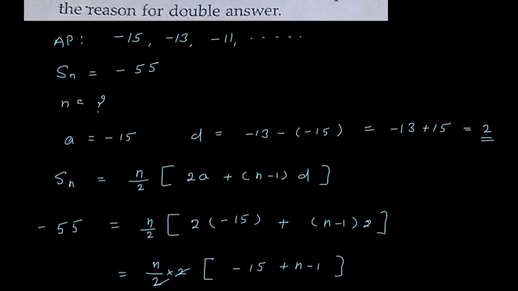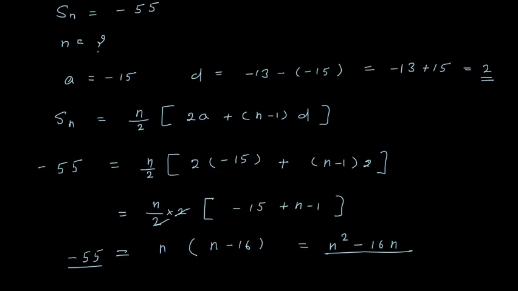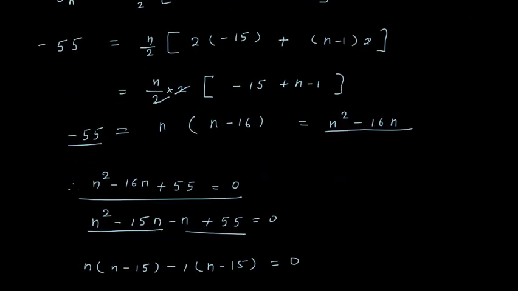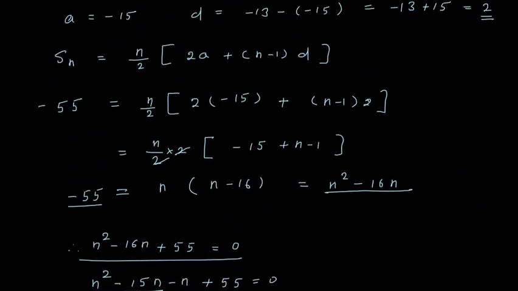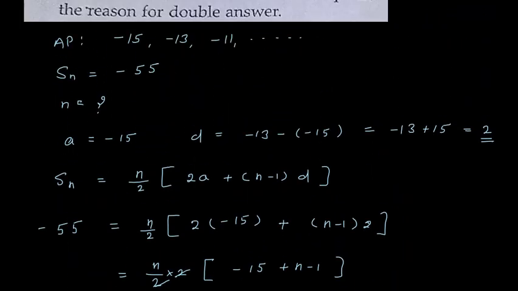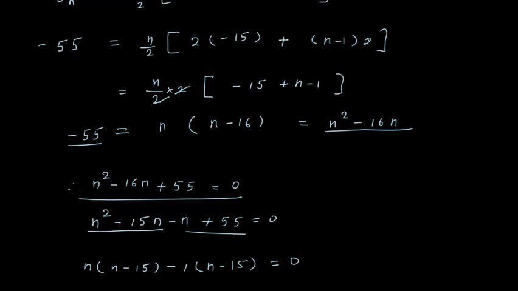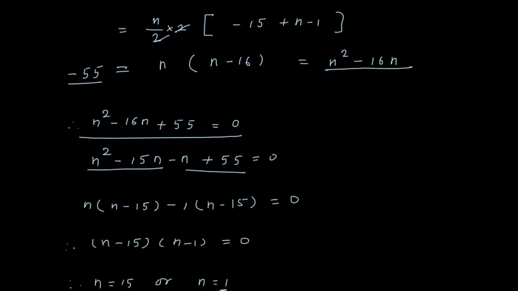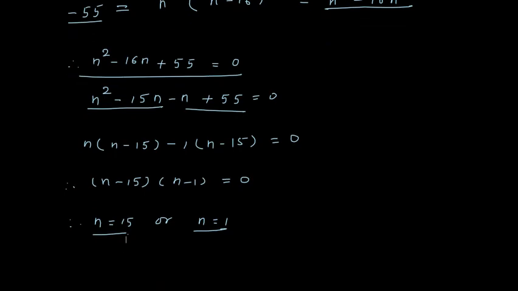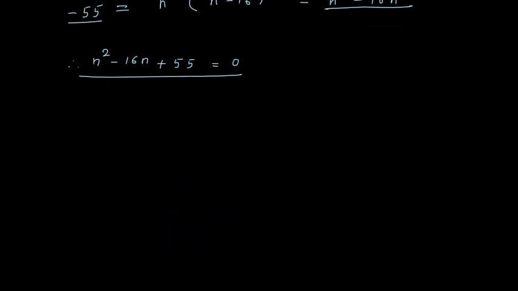N is 1 is incorrect and I have made some mistake. Let us identify where we are making the mistake. Minus 15, minus 13, minus 11. Here n square minus 16n. From here we have made the mistake. 15 into 1 is not right, it is 11 5s are 55.